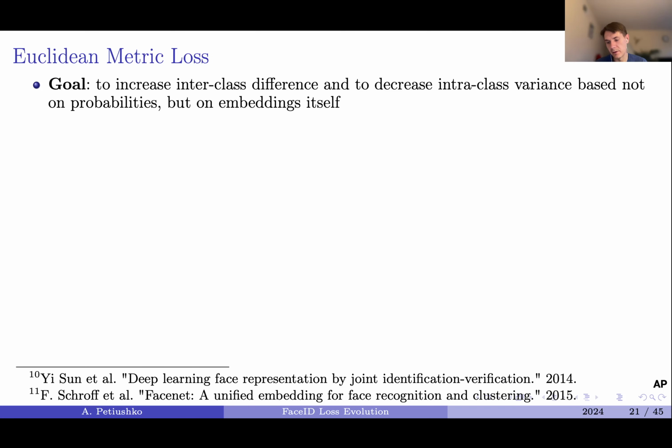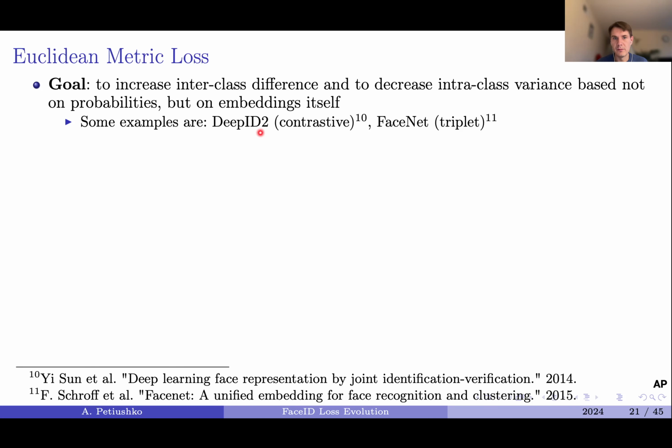Okay, so we looked at the initial softmax losses and its improvements based on some normalization. Let's move into the second area of research, which is called metric learning or Euclidean metric loss. The goal here is to increase interclass difference and to decrease intraclass variance, based not only on probabilities, and actually not at all on probabilities, so we don't care about probabilities. We are concentrating only on the representations, or as it's called in the FaceID world, on the embeddings themselves.